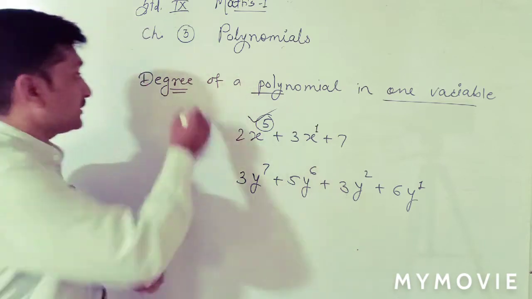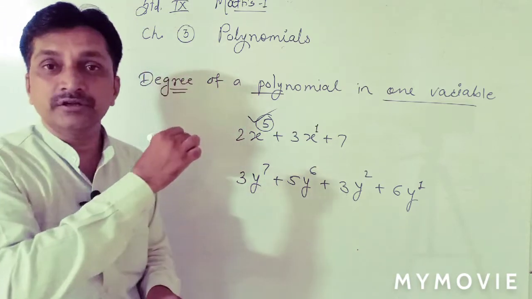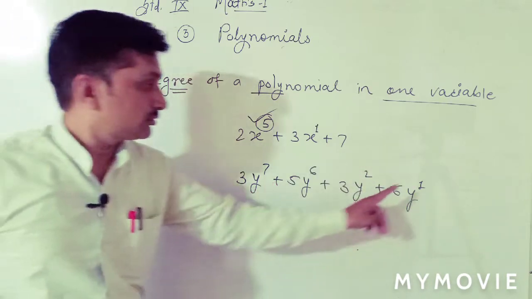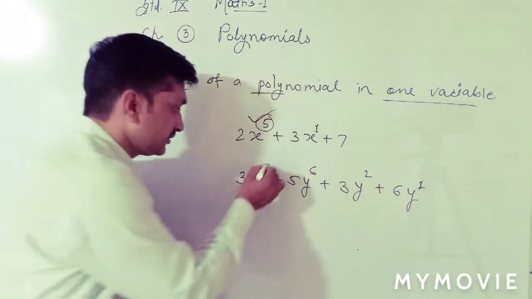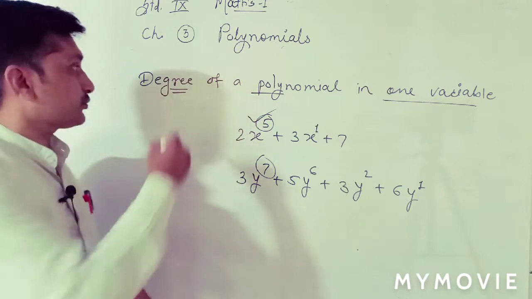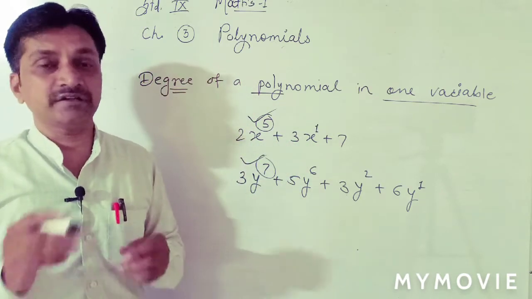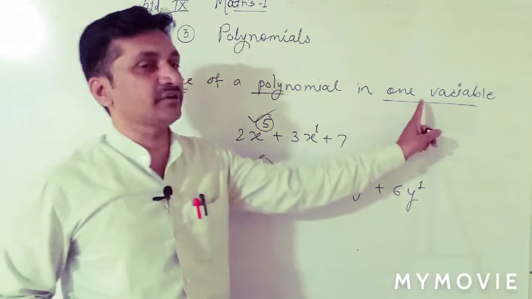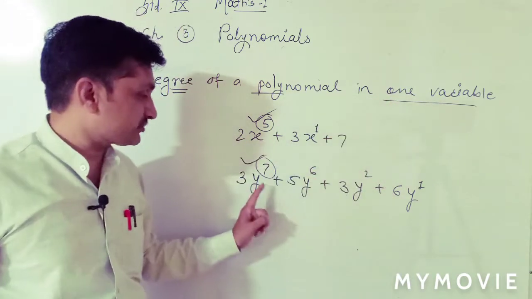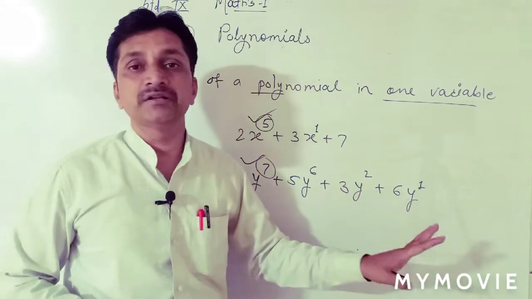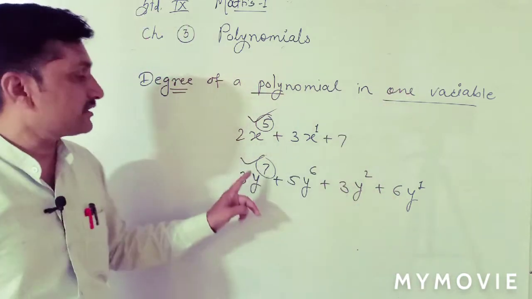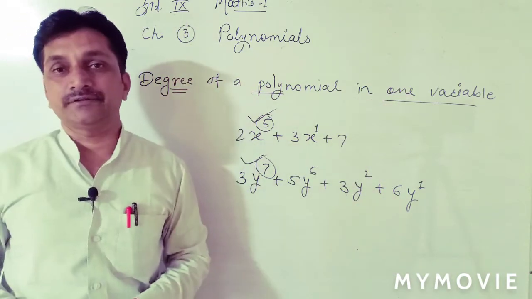What is degree now? Then see the highest index. 1, 2, 6, 7. 7 is the highest index, that's why degree of this is 7. Highest power is called degree of the polynomial in one variable. Why is it one variable? Because same variable, y. Same variable means one variable. Highest power is called degree.